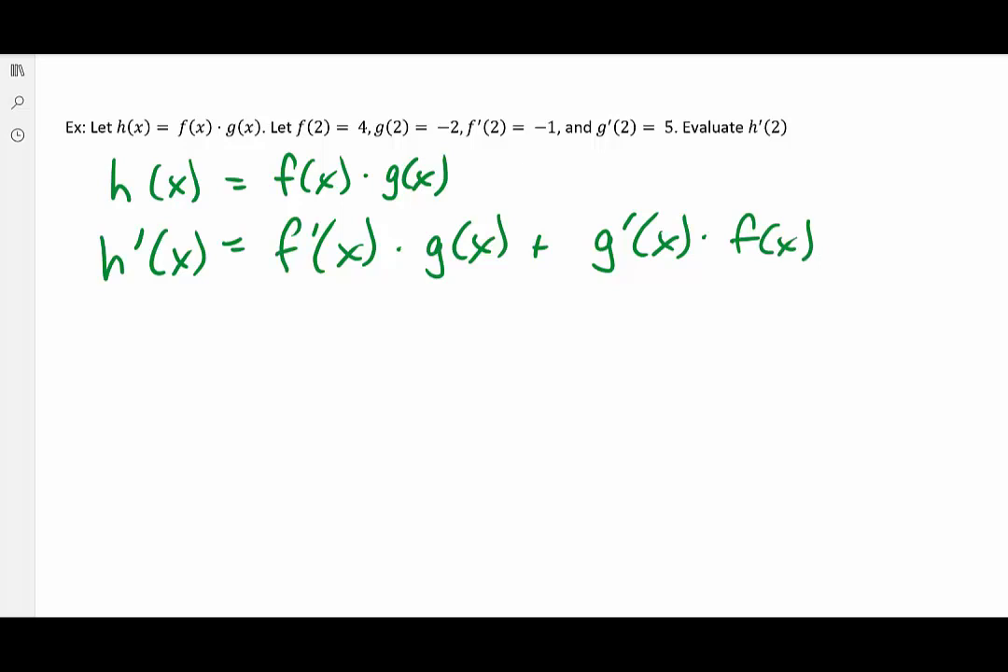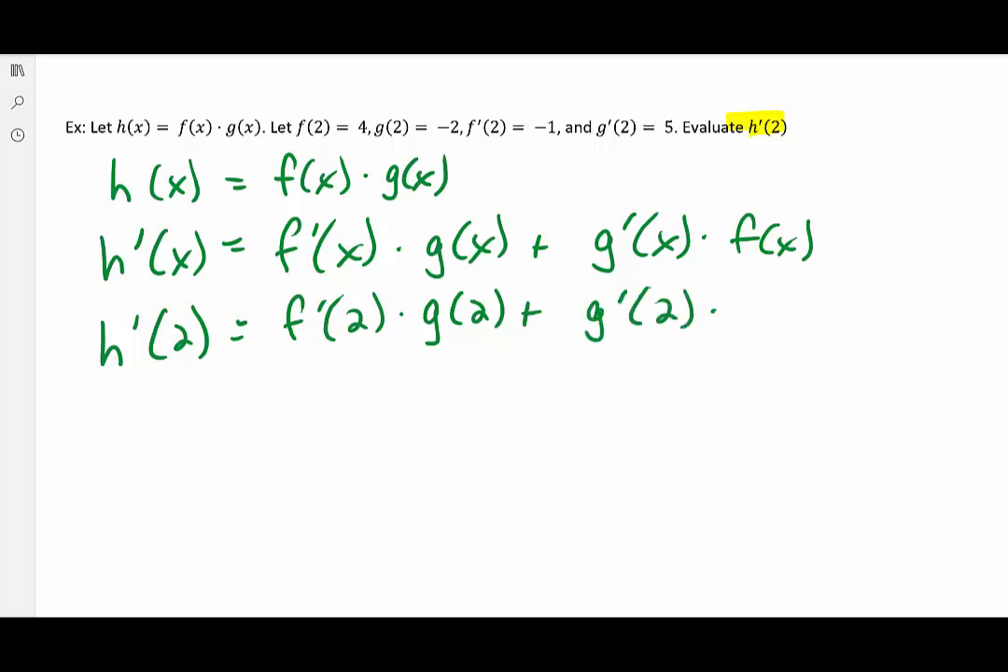And so if they want us to evaluate h prime of 2, what that means is that we just need to plug in a 2 everywhere for x. So we're looking at h prime of 2 has to equal f prime of 2 times g of 2 plus g prime of 2 times f of 2. Okay? And now we're going to utilize all of this information that they gave us at the beginning of the problem.